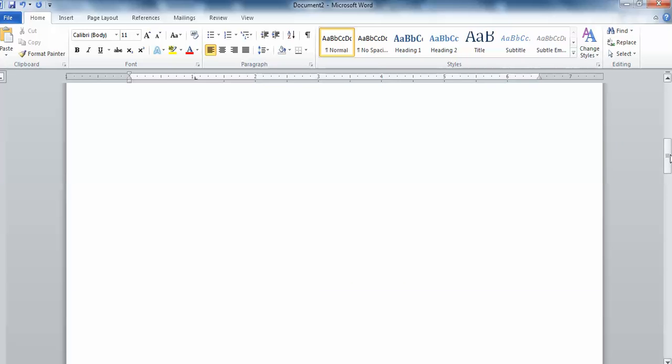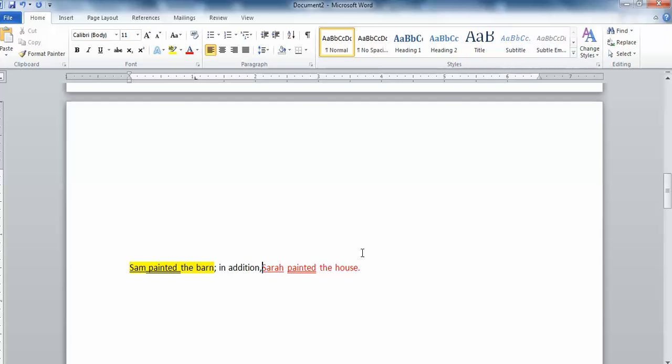So I just did that. Put them together, and there's my method 2 compound sentence. Sam painted the barn; in addition, Sarah painted the house. Got it? Let's do one more practice.